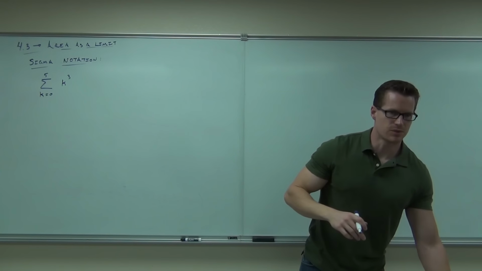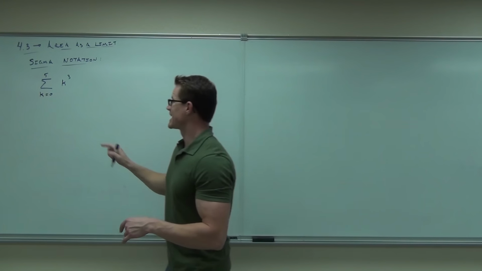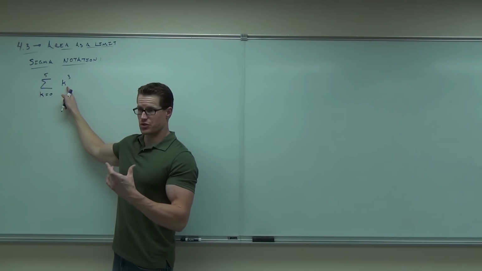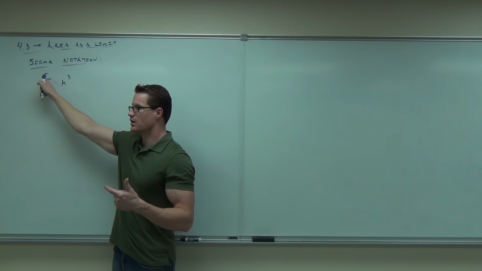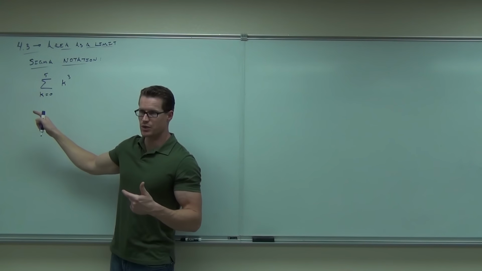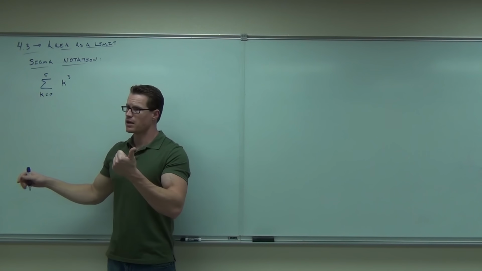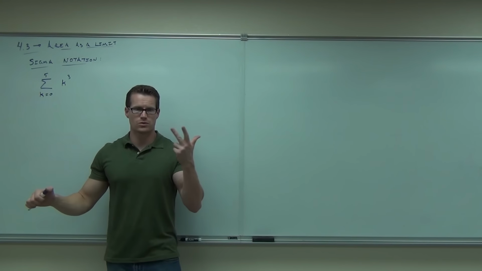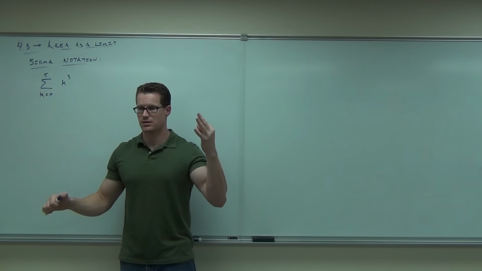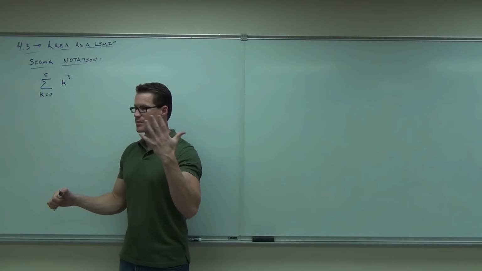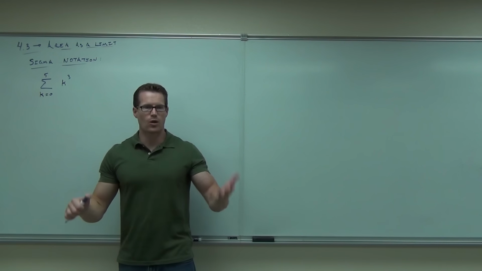Here's what sigma notation means. It says you let k go through all the integers, the whole numbers between this one and this one, so basically between and including. So you start at 0 for k, then you go 1, 2, 3, 4, 5, and 6? Why not 6? That's too far. So we stop at 5. And we're going to add all of that up.